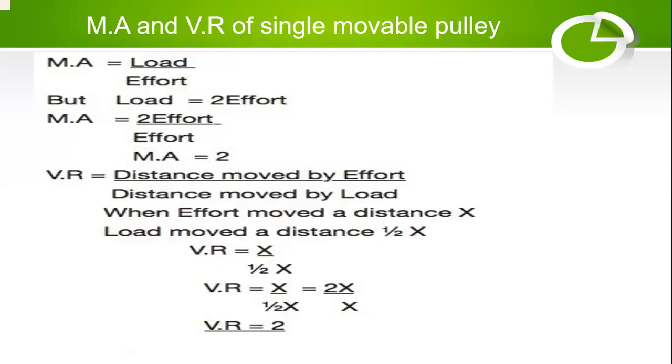While the velocity ratio is the distance moved by effort upon the distance moved by the load. So when the effort moves a distance x and the load moves a distance of half x, if you substitute the values, the velocity ratio is equal to x upon half x. When you work it out, VR is equal to 2. So mechanical advantage and velocity ratio are the same in this kind of pulley system.